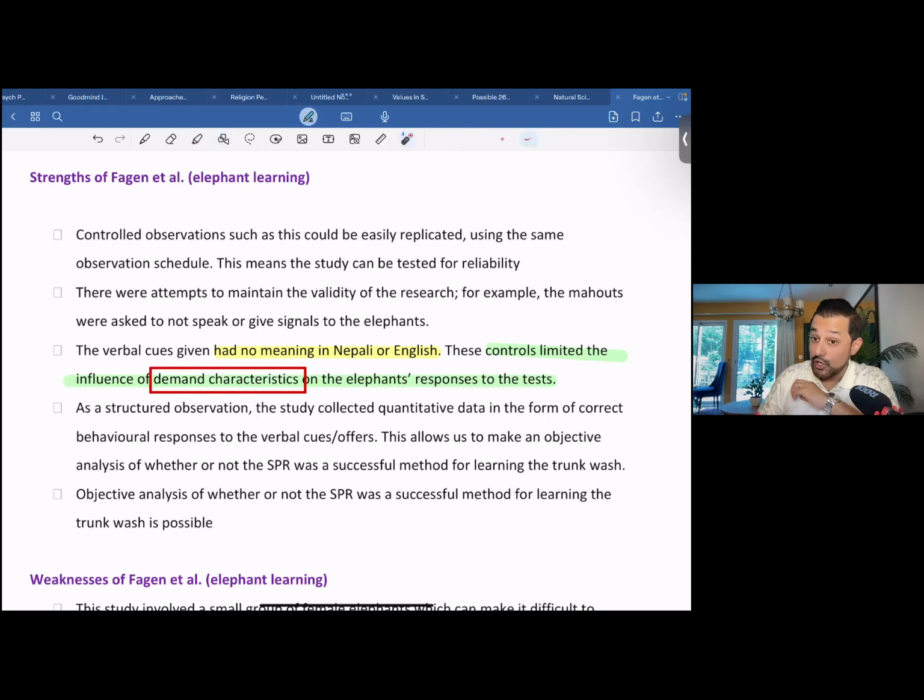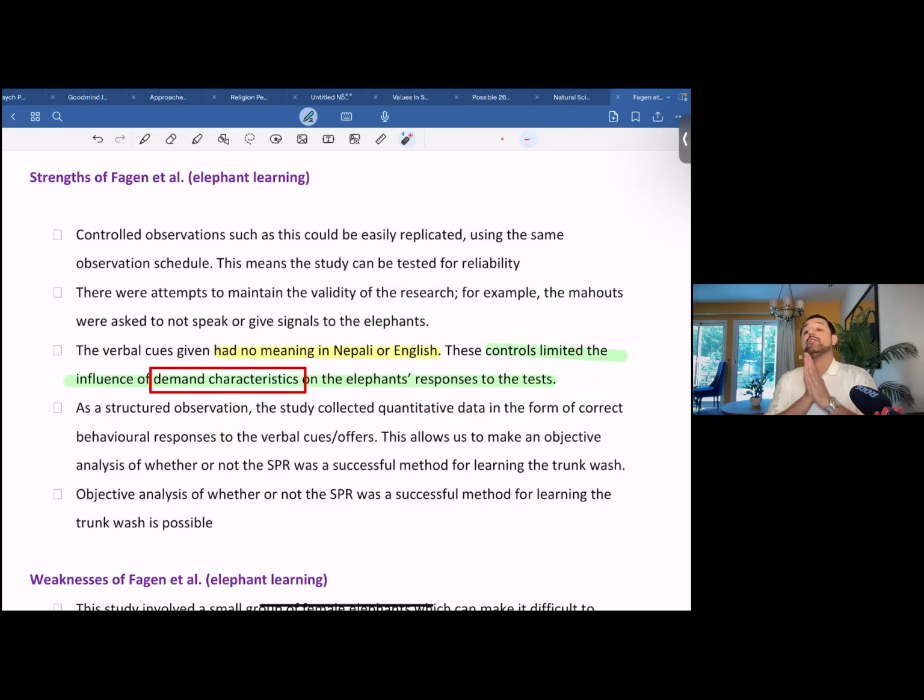the verbal communication with the elephants was through a word, right? A single syllable word. Nonetheless, the researchers ensured that the word being used as a cue did not have any meaning in the Nepalese language or in English, right? This was done to be able to maintain more control, right? More controls, remember, is an advantage, right? So these controls limited the influence of demand characteristics on the elephant's response to the test, right?